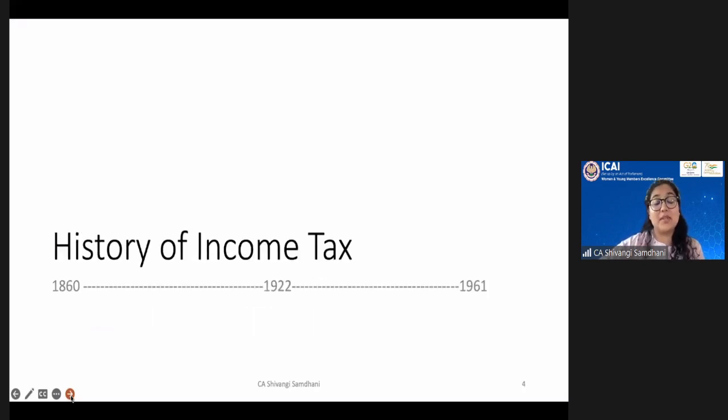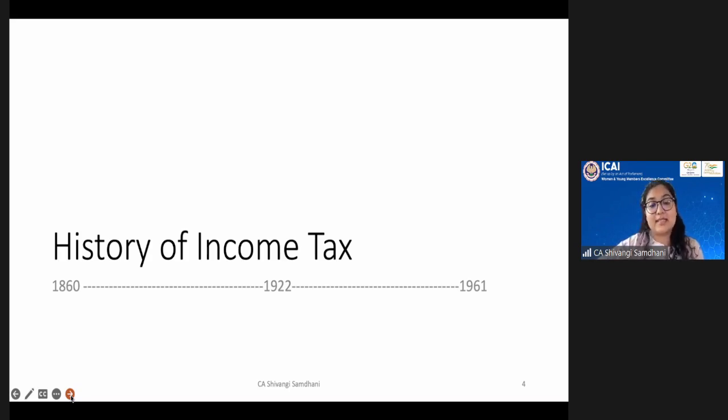Since our topic is with regards to direct tax, we'll be discussing the history of income tax first. To discuss the current income tax, we should know the background of income tax. In 1860, James Wilson, the British ruler, introduced income tax to meet the expenses and the losses which the empire suffered because of the first freedom movement, 1857. So in 1860, income tax was introduced.